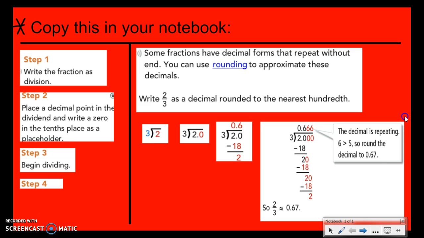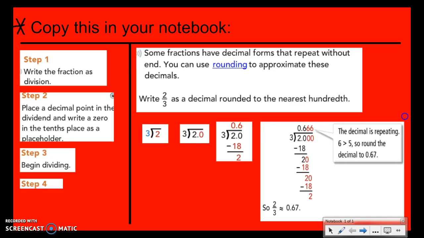Alright, so some fractions have decimal forms that repeat without end. You can use rounding to approximate these decimals. Write 2/3 as a decimal rounded to the nearest hundredth. So, step 1, we write the fraction as division. So we have 2/3. We know that the numerator is going to be the dividend and the denominator is going to be the divisor. So you need to make sure that you write that accordingly.